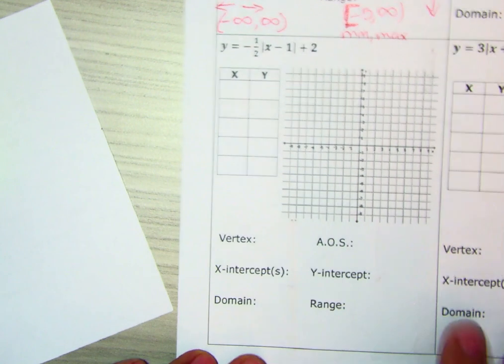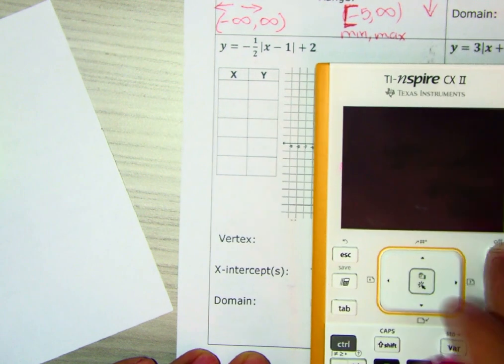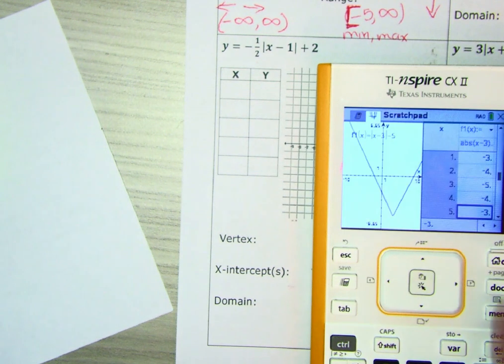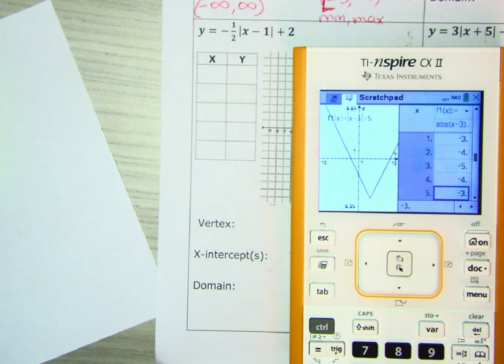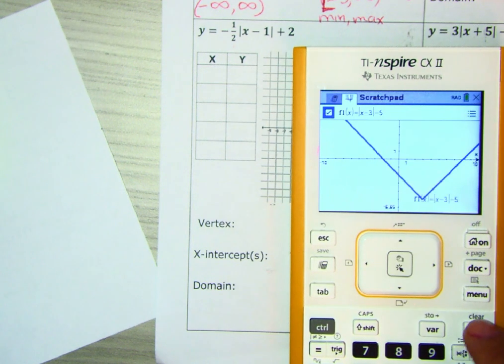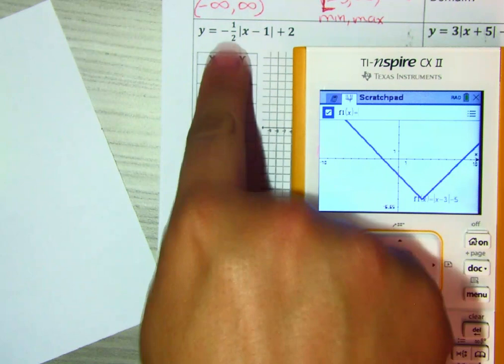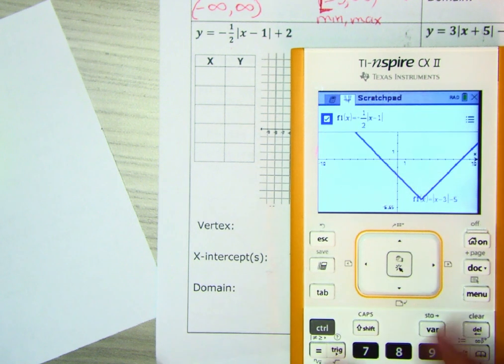Here we have -1/2. So I think it's just easier to graph it and then just fill in the table. So let's do that. To remove the table from the calculator, do Control-T again, and that takes it away. You can double click this, delete everything, and retype it. So we're going to type -1/2 absolute value of x minus 1, plus 2.